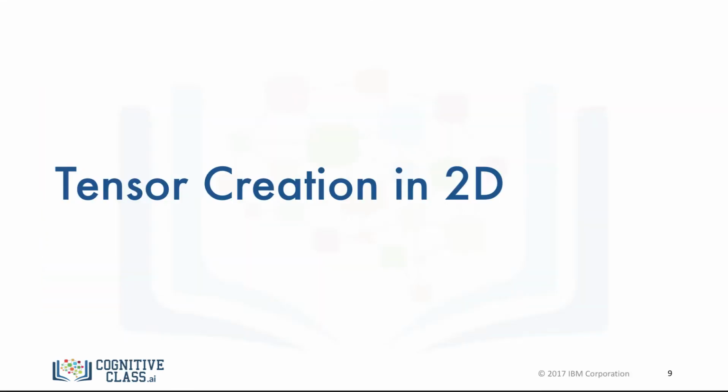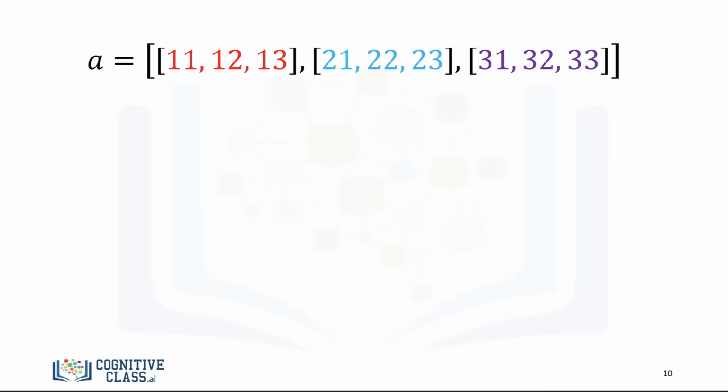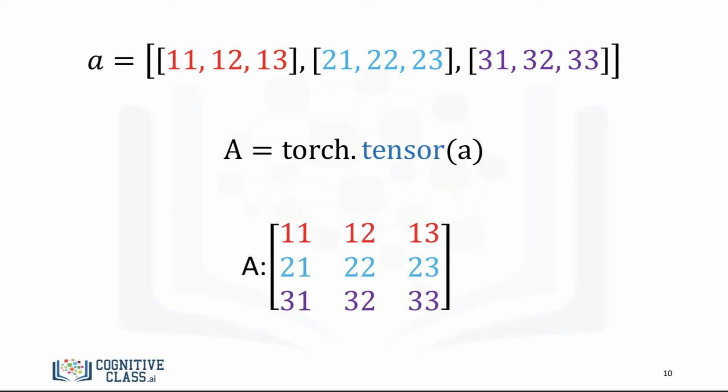Now let's review tensor creation in 2D. Consider the list A. The list contains 3 nested lists, each of equal size. Let's color code them for simplicity. We can cast a list to a torch tensor as follows. It's helpful to visualize it as a rectangular tensor or matrix. Each of the nested lists corresponds to a different row of the matrix or tensor.